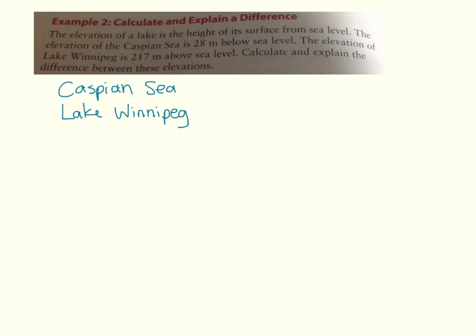We're going to look at a word problem that has to do with subtracting integers. The elevation of a lake is the height of its surface from sea level. The elevation of the Caspian Sea is 28 meters below sea level, so we can represent this negative 28 meters. The elevation of Lake Winnipeg is 217 meters above sea level, so we can represent this positive 217 meters. Calculate and explain the difference between these elevations.